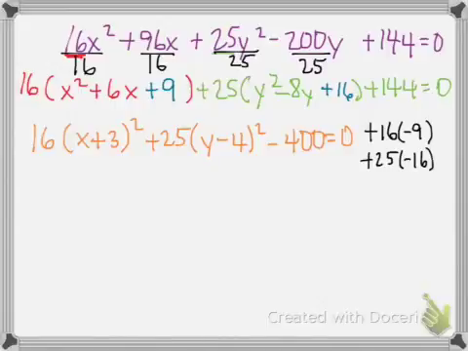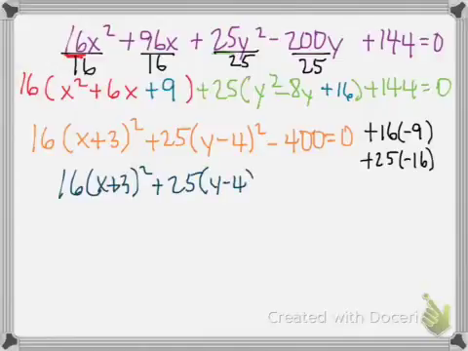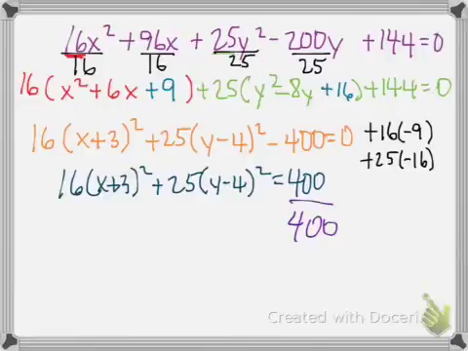In doing so, my result is 16 times x plus 3 in parentheses squared plus 25 times y minus 4 in parentheses squared is equal to 400. Then the last step is to divide by 400. Because this is an ellipse, the reason I know it's an ellipse is because the coefficients in front of the x squared and y squared are the same sign, but the numbers are different. And so because of that, the last thing I do is divide by 400. Dividing by 400 will get my equation equal to 1, which is the standard equation of an ellipse.